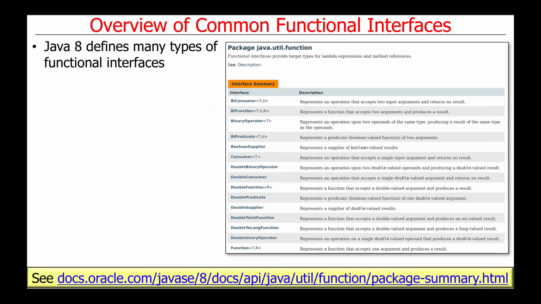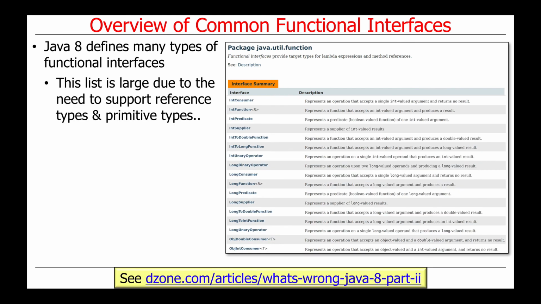Java 8 defines many types of functional interfaces. Many of these are represented in terms of various operations, things like BiConsumer, BiFunction, BiPredicate, Function, Predicate, and so on. And we'll take a look at many of these in just a minute. There's also a number of specializations of the functional interfaces that are going to work with primitive types. That's one reason why the list is so large, because the function interface has to support both reference types, which are defined by users, as well as primitive types.